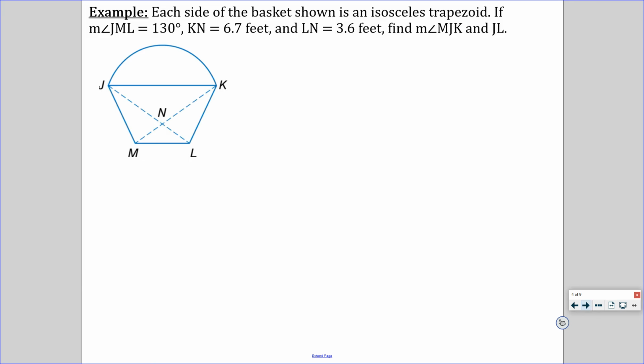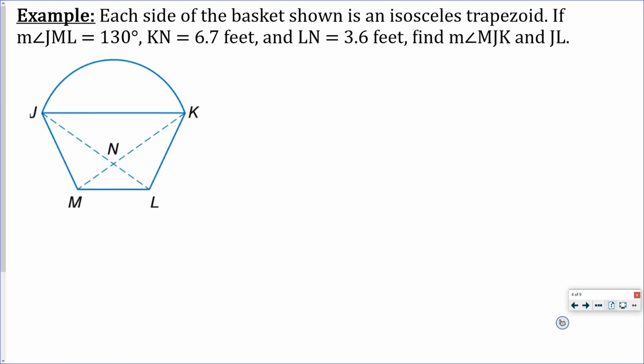Let's try a practice problem with an isosceles trapezoid. So you have this basket. Each side of the basket shown is an isosceles trapezoid. I know it's a trapezoid because it looks like this. ML is parallel to JK. And since it's an isosceles trapezoid, that means my two legs are congruent. So JM would be congruent to KL.